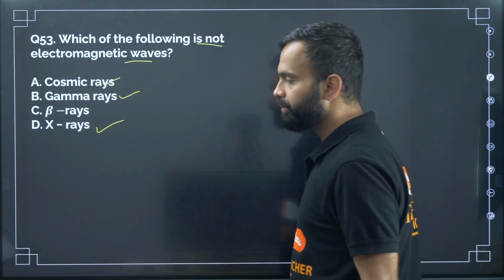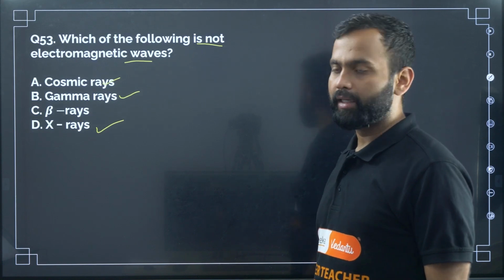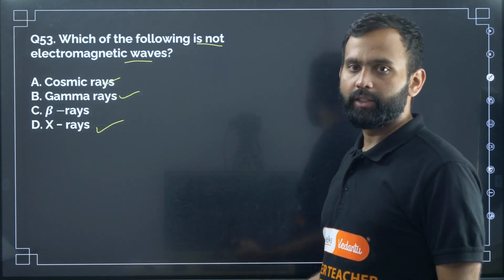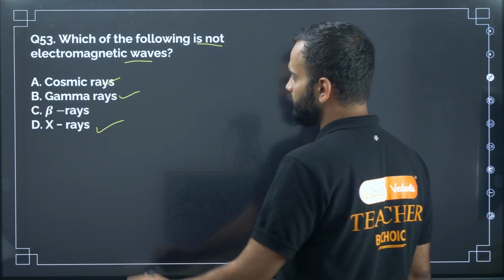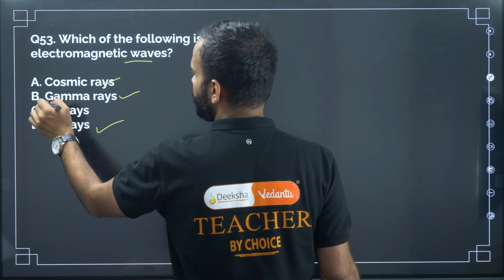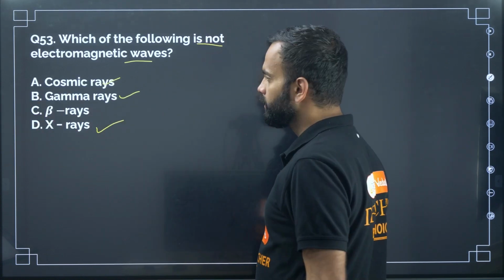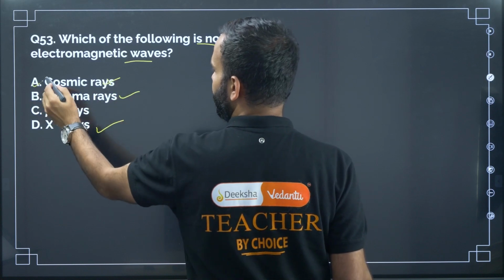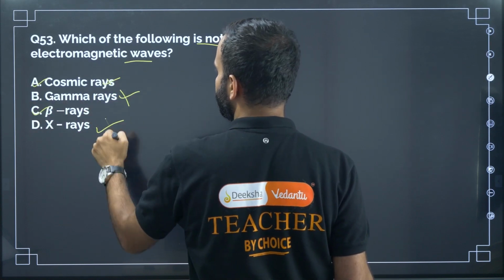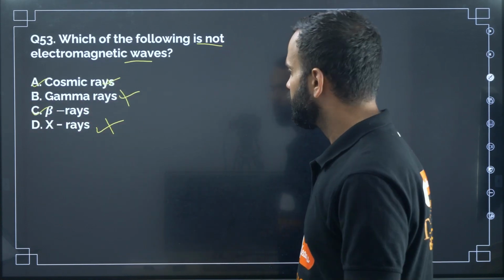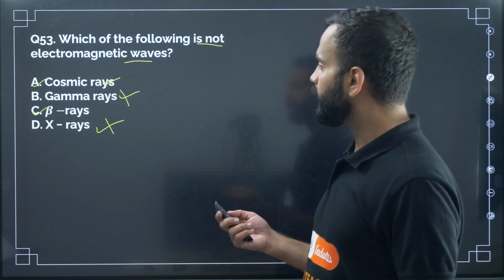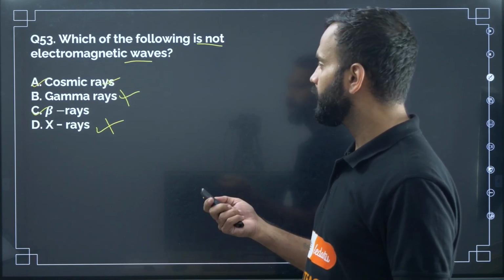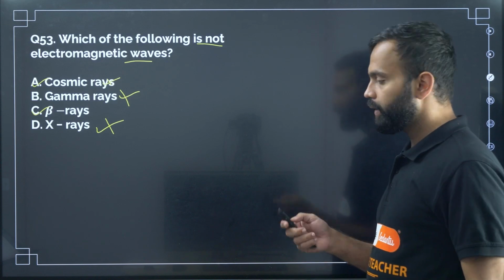Let's see option B, beta rays. Beta rays are high energy electrons moving with relativistic speed. So these two are not electromagnetic waves. So options A and C are correct, options B and D are wrong. If you take A, you will get the marks. If you take C, you will get the marks.